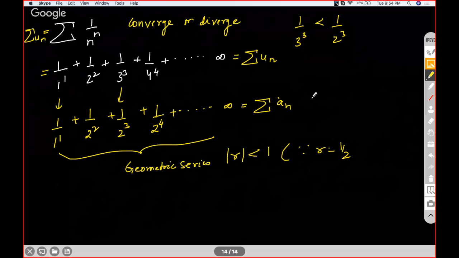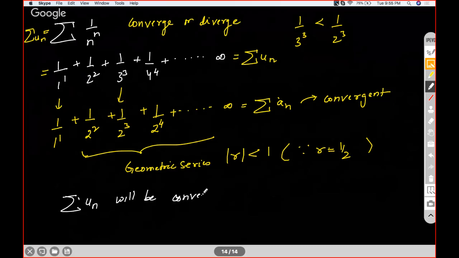So let's say I call it an. This an, let me not write this term included, is a convergent series, correct? And since the corresponding terms of this series are lesser than this, that implies even this will be convergent. Understood how it works? A very, very well-known test, and it's very, very heavily used.